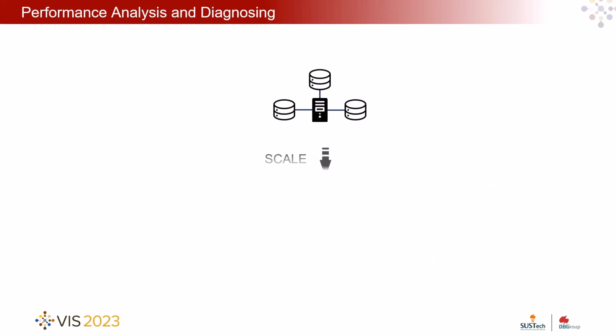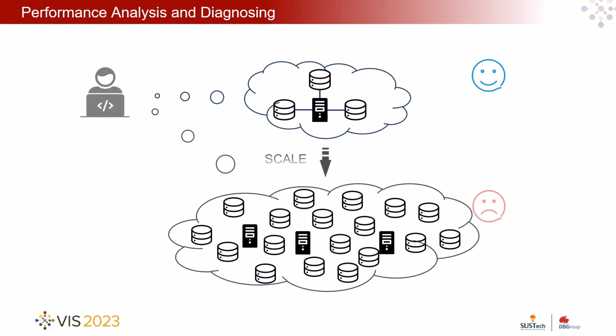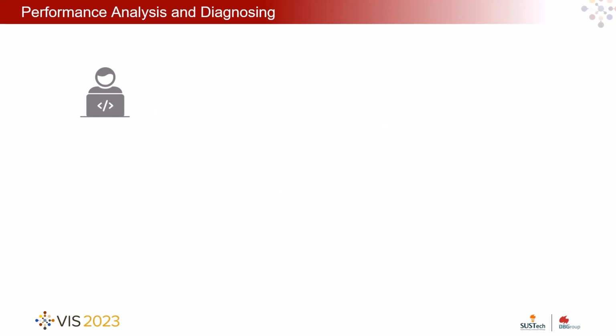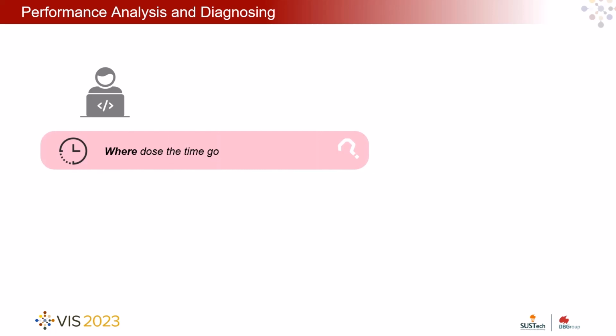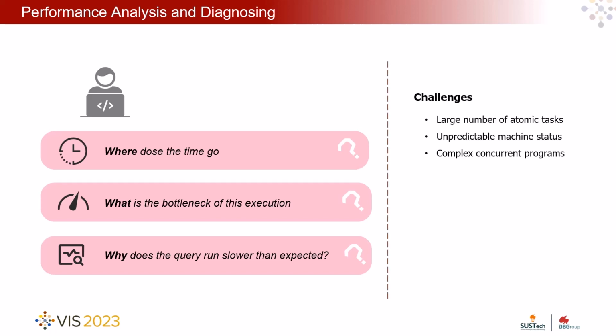However, as these systems grow in scale, understanding and diagnosing query execution becomes increasingly challenging for developers and analysts. We have collected the questions most commonly asked during performance analysis and diagnosis, such as where does the time go, what is the bottleneck, and why is the query execution slower than expected. However, answering these questions is difficult due to the inherent complexity of distributed query executions. Factors include the vast number of atomic tasks running in parallel, unpredictable machine statuses, and complex concurrent programs.